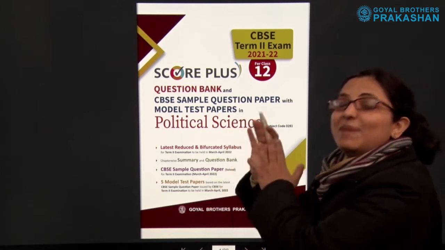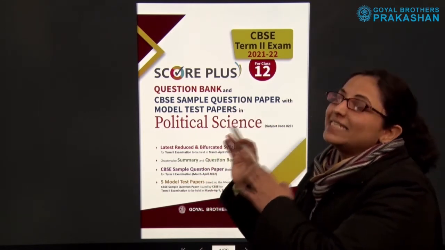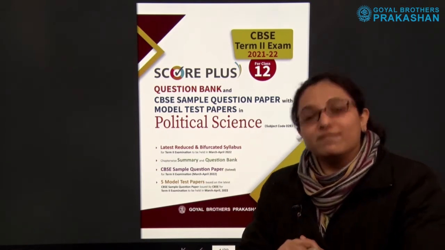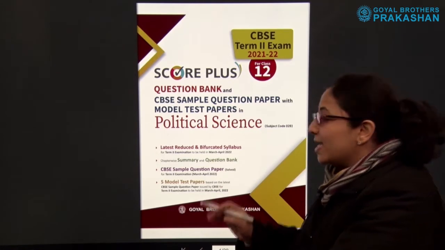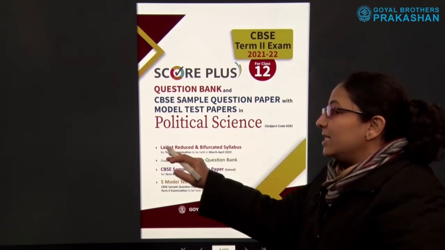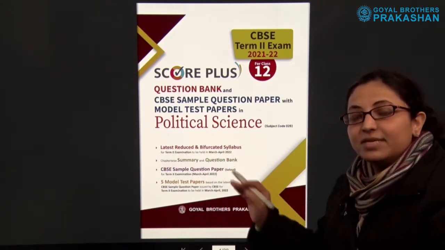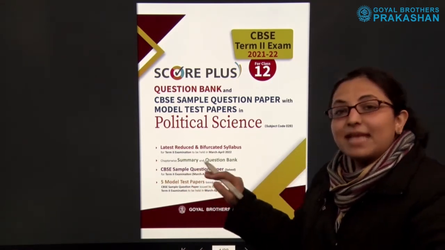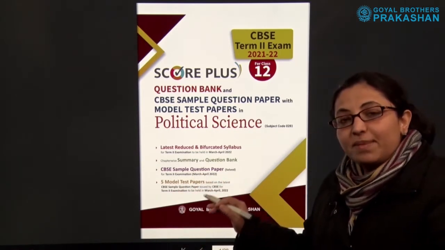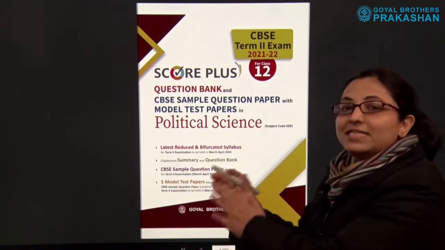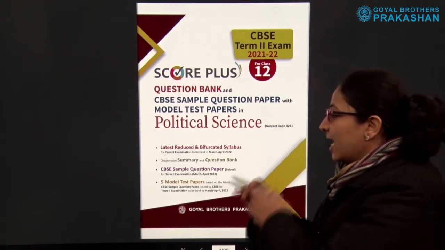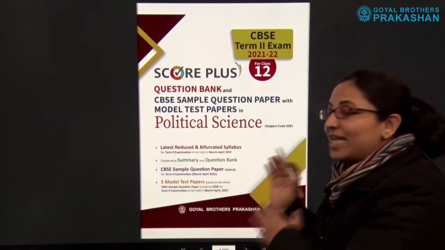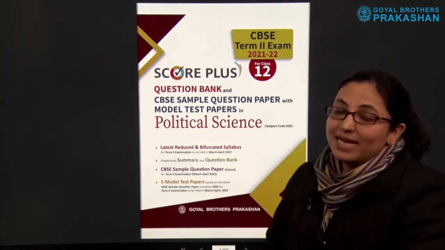Let me tell you, this is basically a question bank which also has the CBSE sample question paper and the model test papers for the practice of the students. Let me also inform you that this book is based on the latest reduced and bifurcated syllabus for term 2 examinations. As mentioned earlier, it has the CBSE sample question paper, 5 model test papers based strictly on the pattern of the CBSE sample question paper, and it also has chapter-wise summary and question bank. Now let me take you through the book and tell you how the book has been designed.